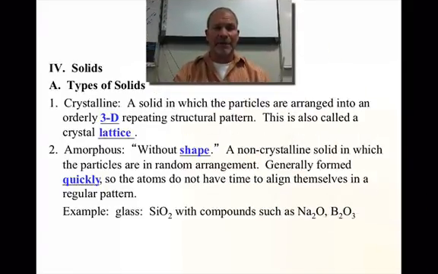Types of solids. We have two types. One is crystalline, and one is amorphous. A meaning, again, without, so without shape. Your crystalline solid will have a 3D repeating pattern to it. That's why you see a crystal.